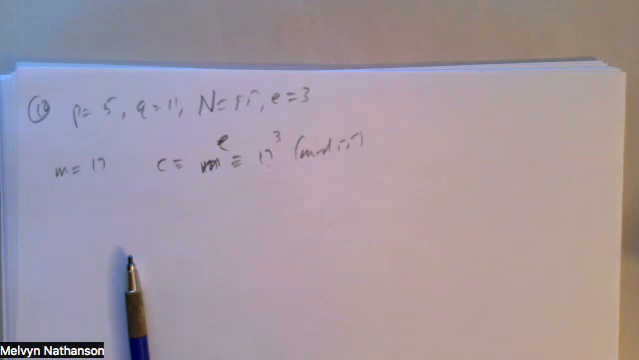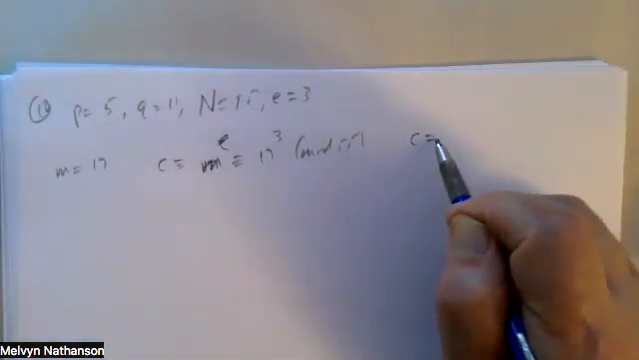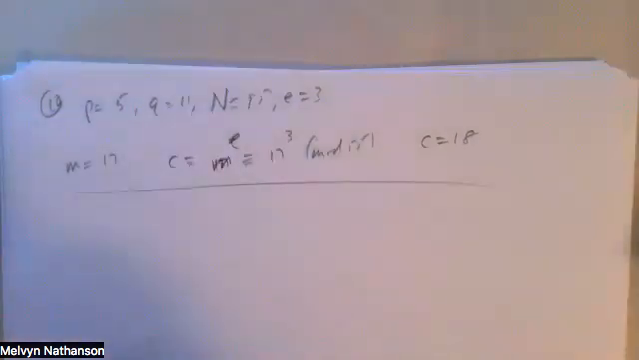That's easy to do. You can do it by hand, or you can do it on a calculator. And when I just did it, I got C is equal to 18. That's all it is. It's just a congruence.